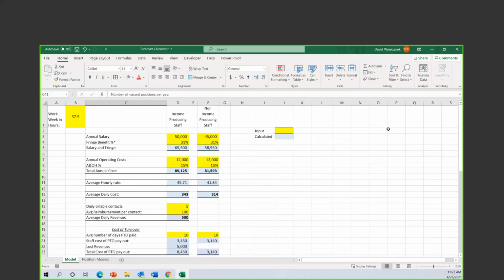So is everybody seeing an Excel spreadsheet on their screen? I am. Okay, good. Well, good morning, everybody.